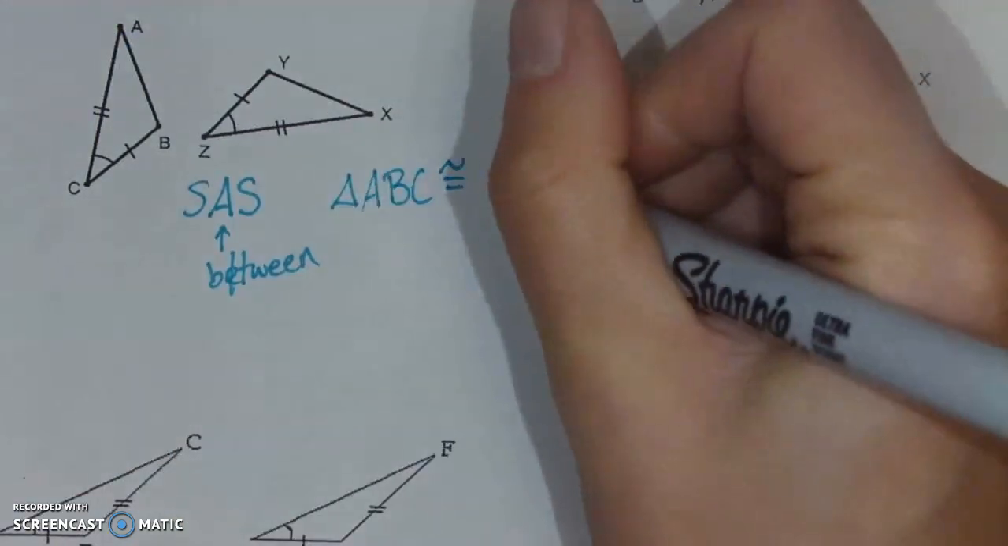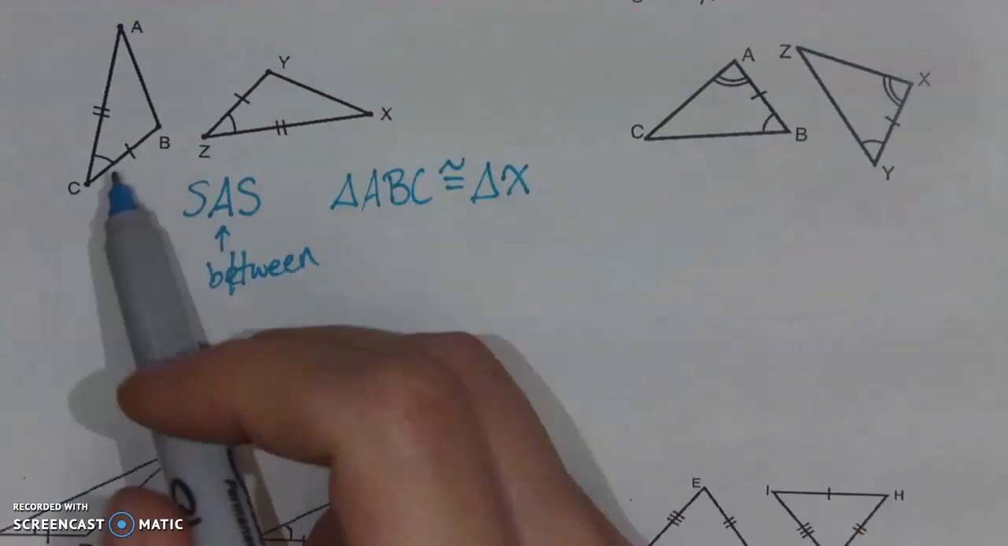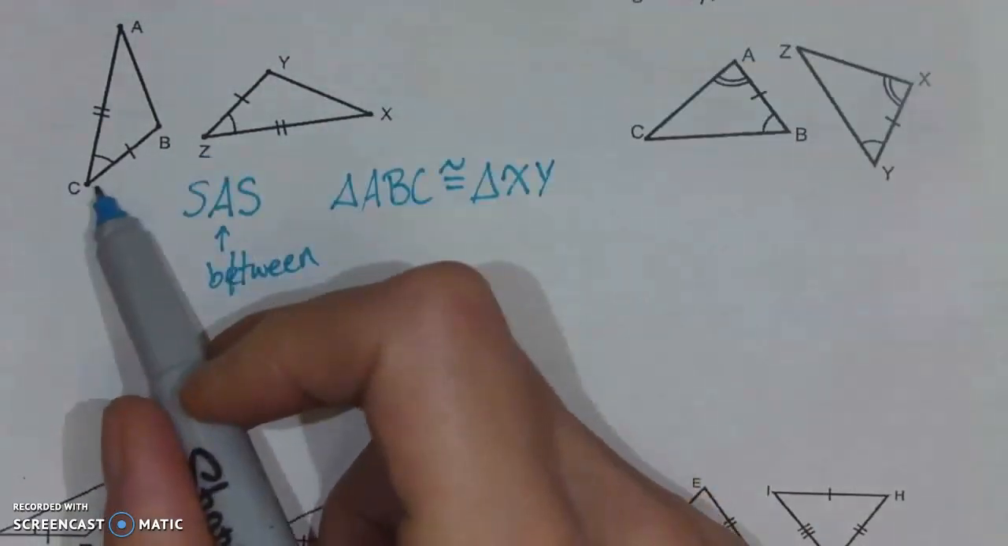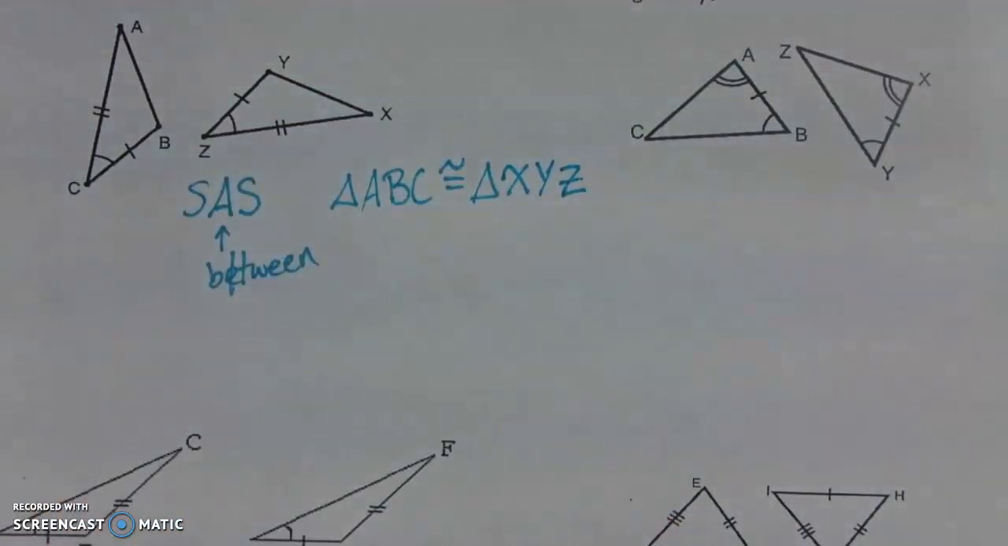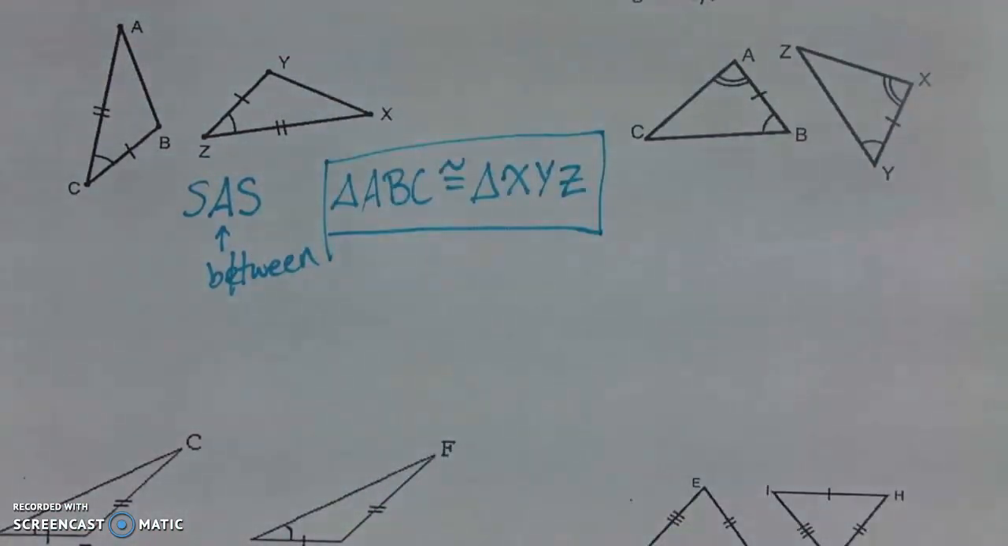well, A corresponds with X, so X replaces it in the statement. B corresponds to Y, so I switch B out with Y, and last but not least, that means that C and Z correspond, which you can see because, hey, they're marked. So that's my congruency statement telling me that these two triangles are congruent.